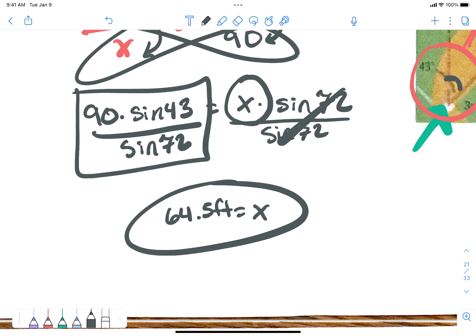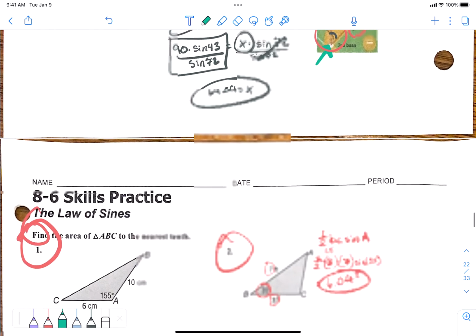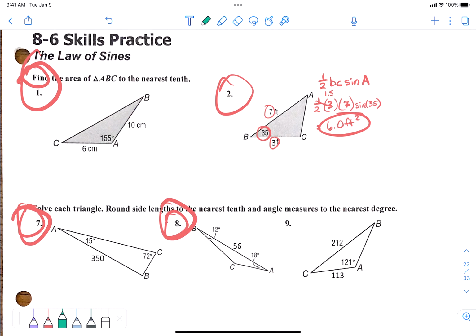The only time you do the inverse sine is when whatever you're solving for is inside of the sine function, right? Then you have to do the inverse, okay? Otherwise, you can just cross multiply, divide, and you're good to go. Okay? Happy with that?